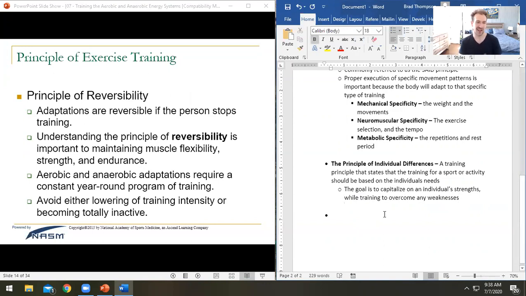Another one that we've got here, we're getting a bunch of training principles out of the way in the beginning, is the principle of reversibility. Okay, and that is basically going to state that adaptations are reversible if the person stops training. This is the bummer principle, but it can be used for good. We're going to use it in a positive way when it comes to our training methods. But understanding the fact that anything that can be gained can also be lost is an important thing when it comes to strength training.